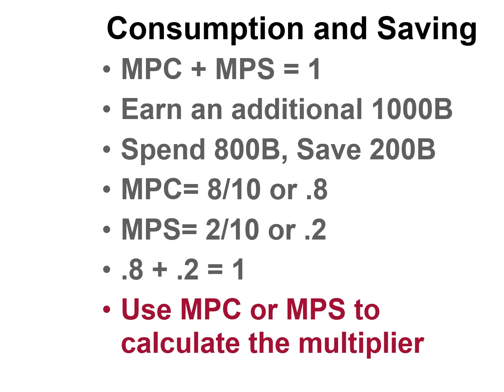Of that 1,000 billion, or trillion, how much is spent and how much is saved? Let's assume Americans spend 800 billion and save 200 billion of the change of 1,000 billion. Again, marginal propensity to consume is the change in consumption over change in income. In this case, it'll be 800 over 1,000, or 8 over 10. The marginal propensity to consume is 0.8.